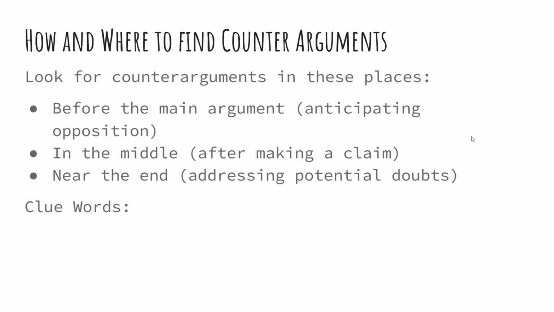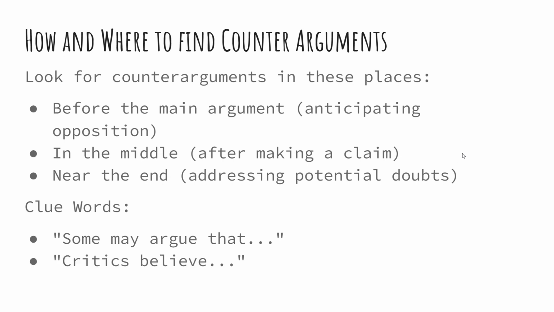But what you want to look for, usually words where they're addressing the other side, right? Some may argue, or critics of this believe, one concern with this claim. So you're looking for where the author acknowledges that not everybody is going to agree with them. And these are just a couple examples of ways that they might do that. But when you find an author starting to acknowledge that there's another side to this argument, and they're bringing that other side in, that's where you want to have your radar up for a counter argument.